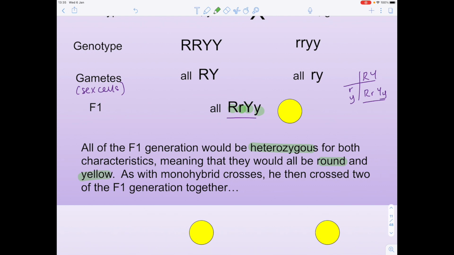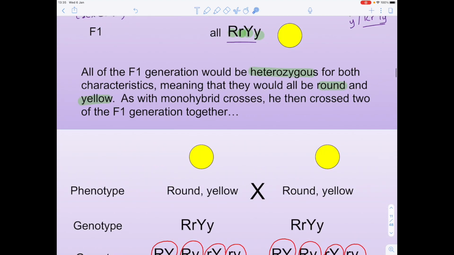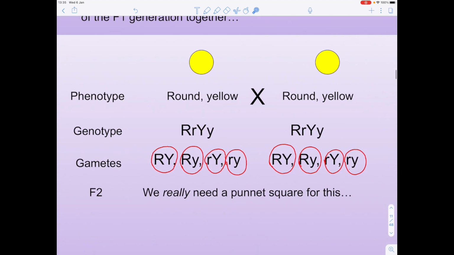And then, because it's very similar to what Mendel did with the monohybrid crosses, he then crossed two of the F1 generation together. So we're taking two of these seeds, you can see them here, and we're crossing them. So we know again that their phenotype will be round yellow, but their genotype, as we've already said, was that heterozygous genotype, meaning that you've got a huge combination of gametes being produced. And that's the major difference here when you're looking at dihybrid crosses.